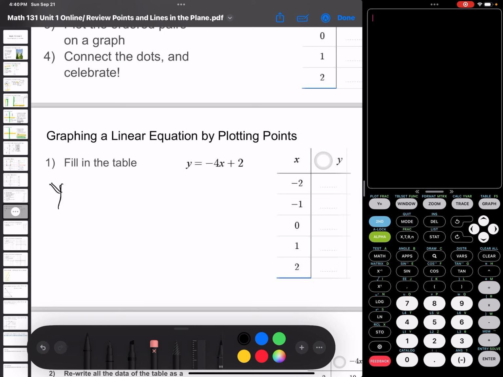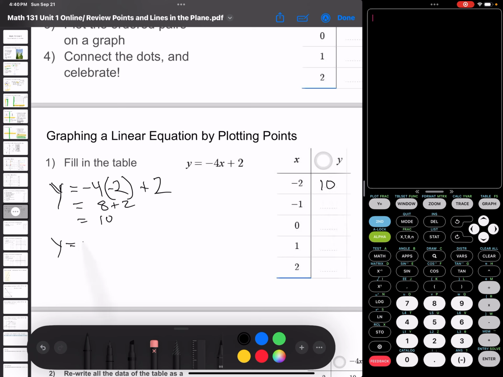So we have y equals -4 times -2 plus 2. So then we get +8 plus 2, 10. So whenever x is equal to -2, y is equal to 10.